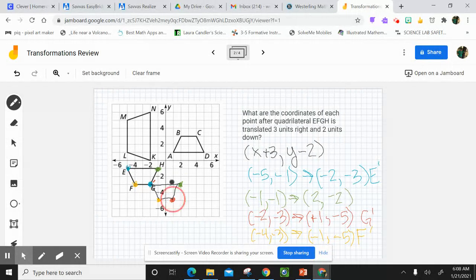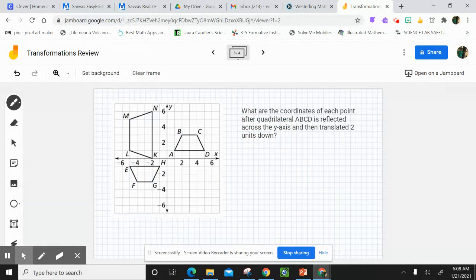So that is my E prime, H prime, G prime, F prime. So sometimes this will only ask you for one. So like if I just asked you for the coordinate F prime, then you would only have to identify that one coordinate. You wouldn't have to do all of them.